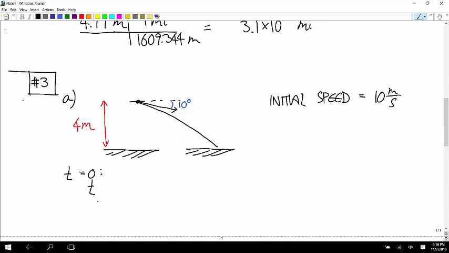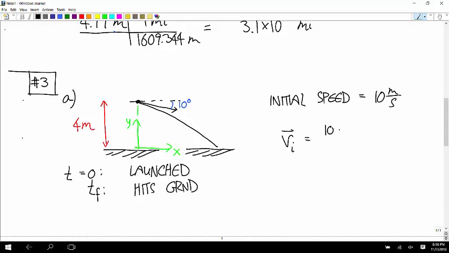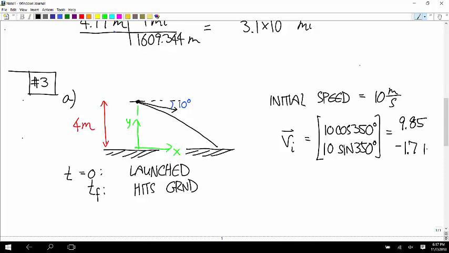So time equals 0 is going to be when it's launched. Time final is when it hits the ground. The coordinate system I'm going to put on the ground beneath where it's launched from. And so that means v sub i is the velocity of the object at the instant it's launched. So v sub i is 10 times cosine of 350, you can use negative 10 degrees, 10 times sine 350. And that is 9.85, negative 1.74.